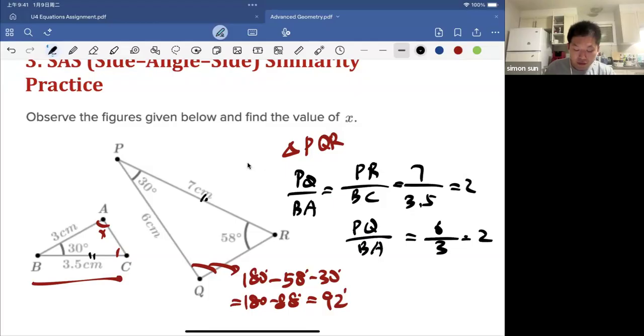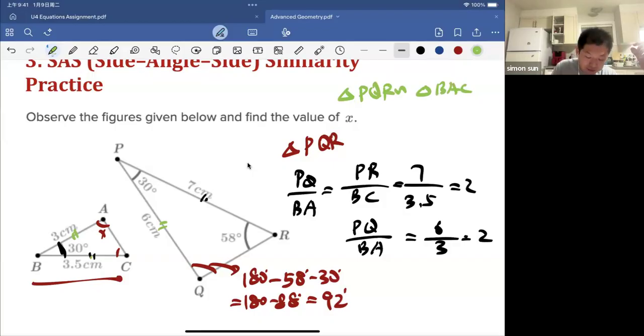Okay, and we also have these included angles. Look here. The two sides are the green sides and the black sides, and the included angles are angle B and angle P here. They're both 30 degrees. So we can prove the two triangles are similar. Triangle PQR is similar to triangle BAC here.